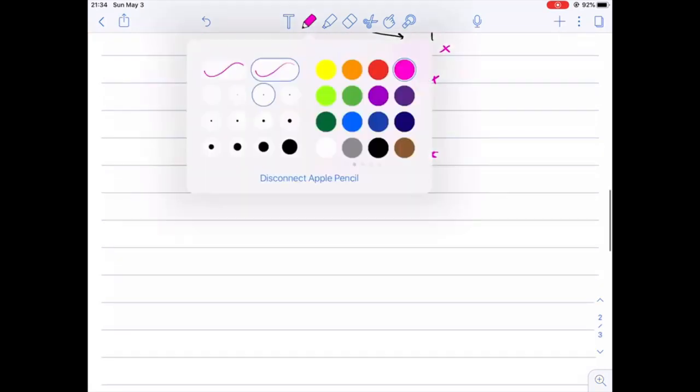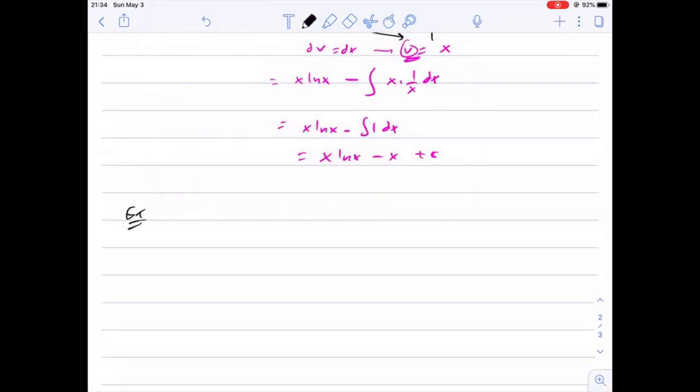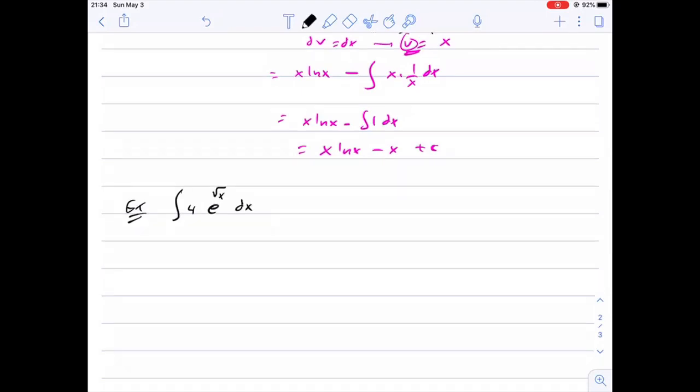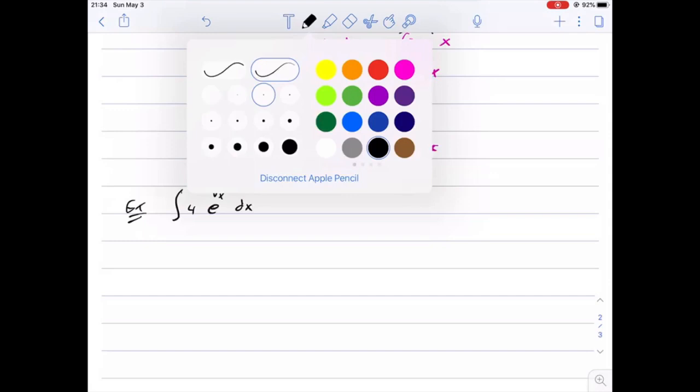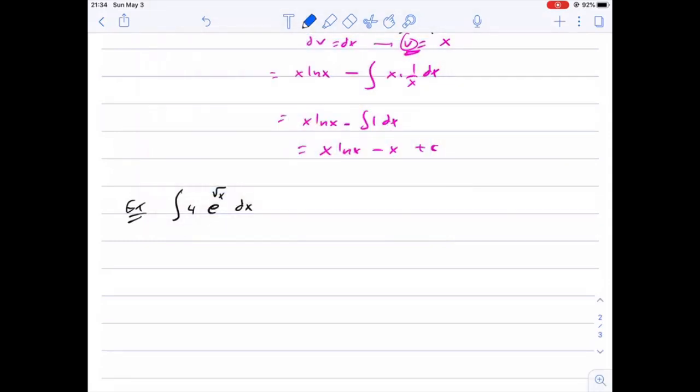One more example. If we have the integral of 4e to the square root x dx. Now in this case, we don't have e to the x, so what should we do? We have square root x. For this problem, we need to apply two techniques: integration by substitution and integration by parts. Let's start with the integration by substitution.